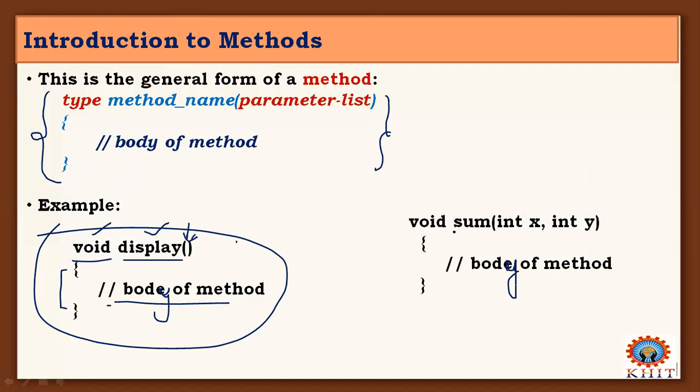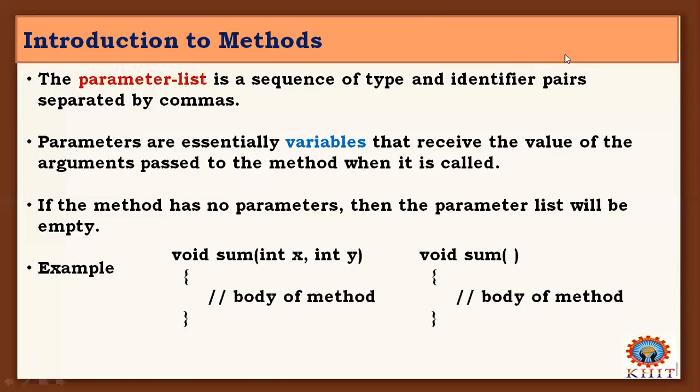Here also the same example. So void is the type of the method called sum, but here it has some parameter list, and we will come to this in the next slide. The scope of this sum method is like this, and it has some body of the method.